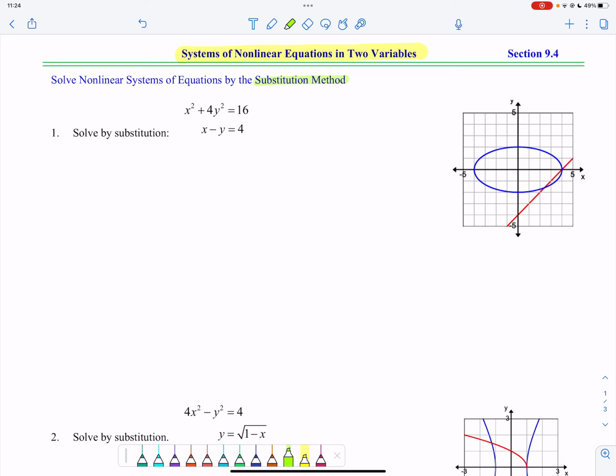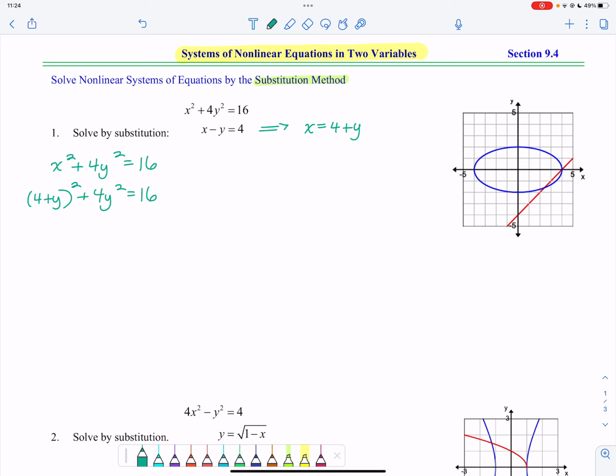Now we're given two equations in our system. The first one, x squared plus 4y squared equals 16. And the second one is x minus y equals 4. So why don't we solve this second equation for x? And we can say x is equal to 4 plus y. So now, let's write that first equation down. And here we're going to substitute 4 plus y in for x.